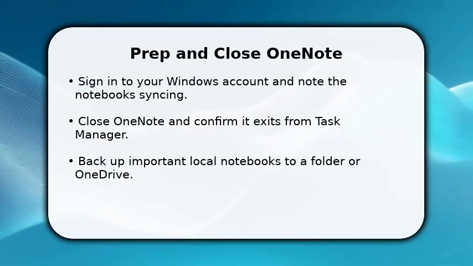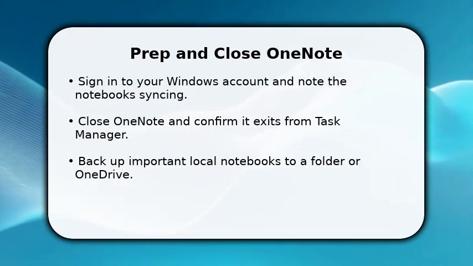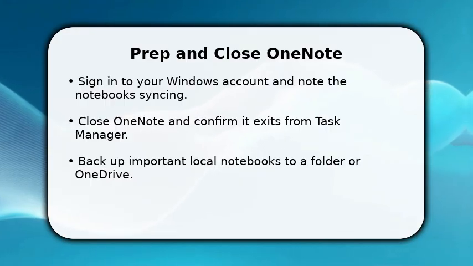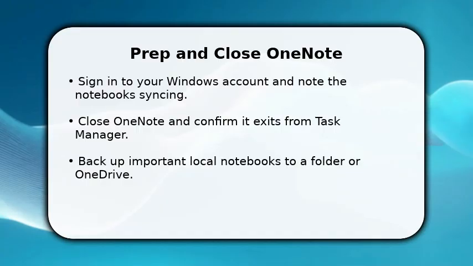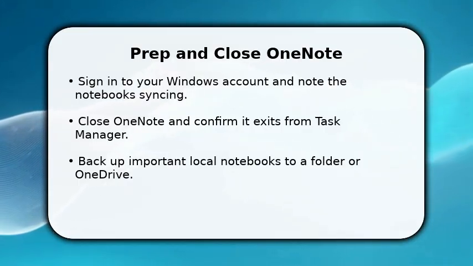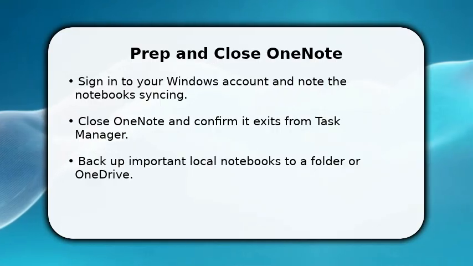You start by ensuring you're signed into the correct Windows profile. This prevents cache relinking to a different account. Next, close OneNote and verify it's not running in Task Manager so files aren't locked. Once done, make a quick backup of any local notebooks to a folder or OneDrive. This is crucial because clearing cache removes local copies. Doing these steps first saves time and prevents accidental data loss when you proceed.